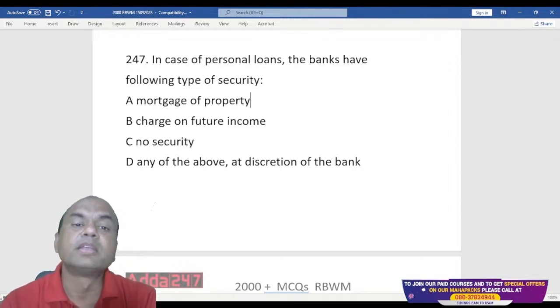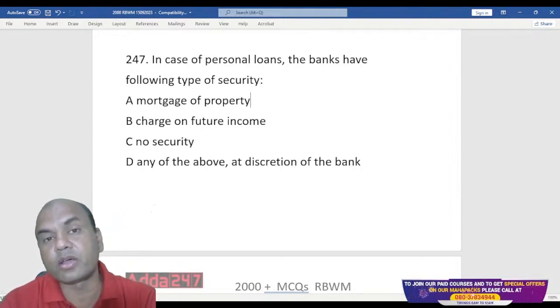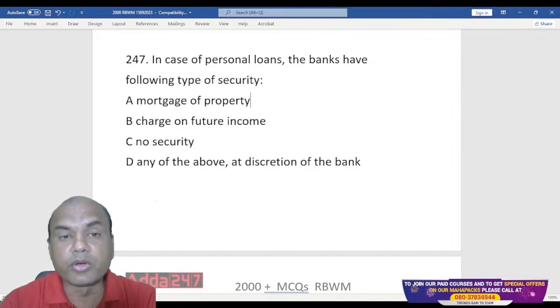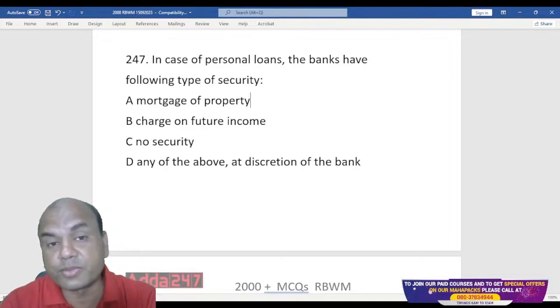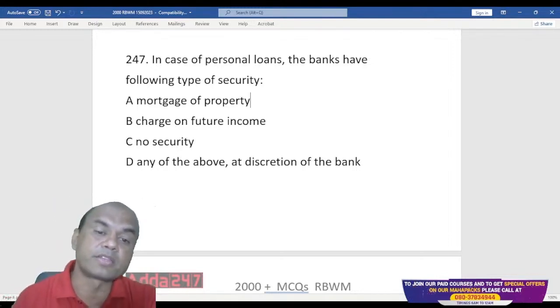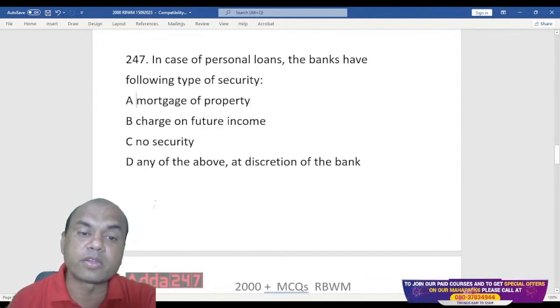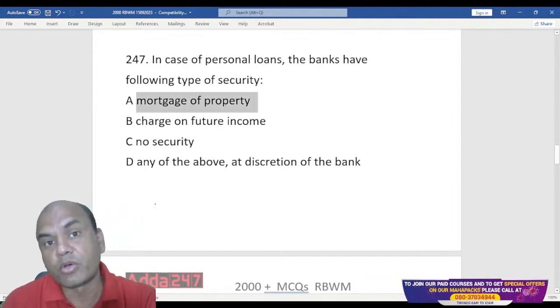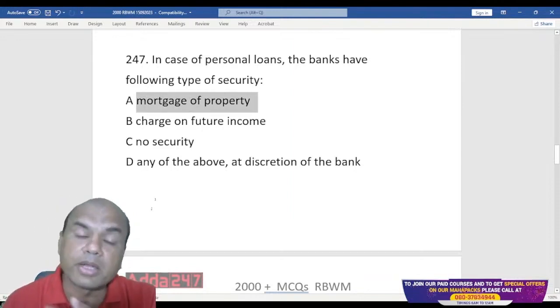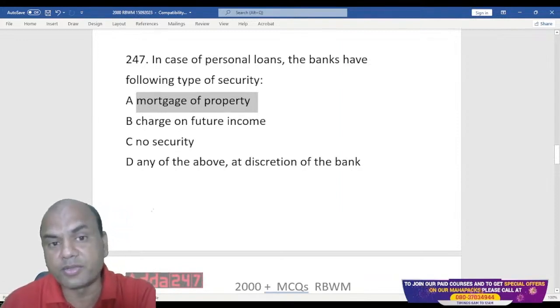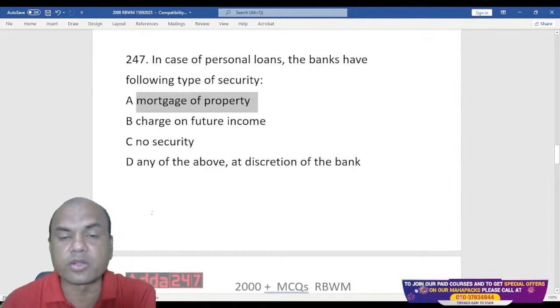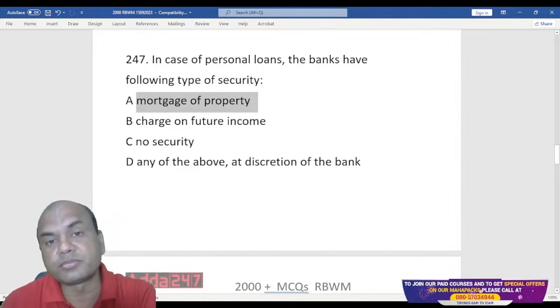See here, property is not taken for home loan. In home loan, we create the property. That is called prime security. When we take the property as a security, we take it as a collateral. If it's an existing property, this one. So mortgage of property is not taken even on home loans. For home loans, we take the mortgage on the new property to be built. Prime security. On collateral security, we don't take it for home loans, right? This mortgage of property is taken for commercial loans. For personal loans, it's not at all there. Charge on future income, that is also not there.